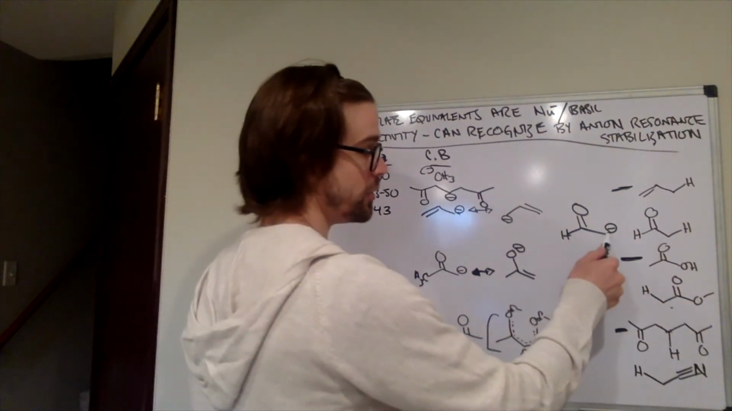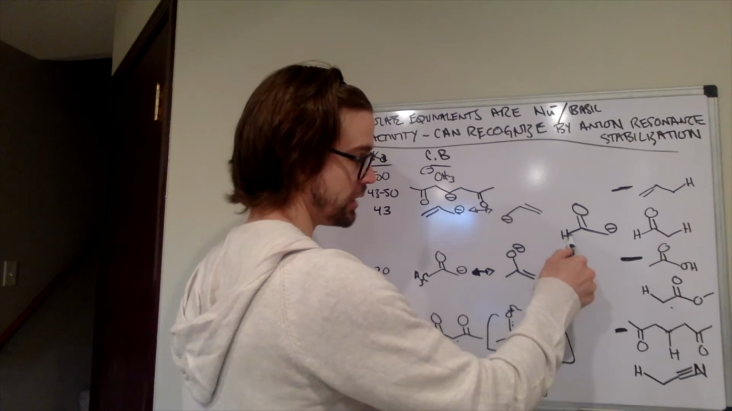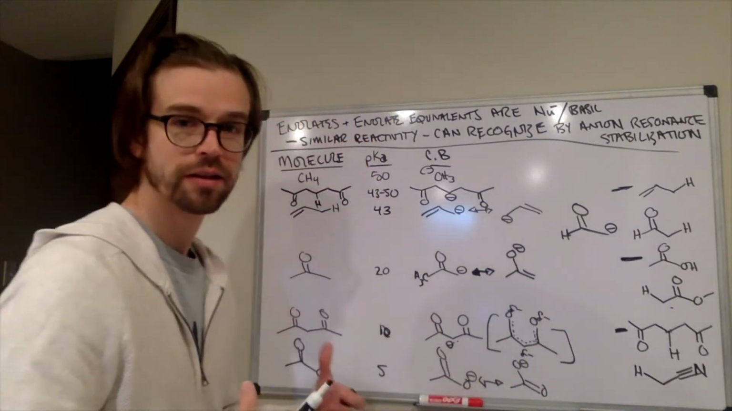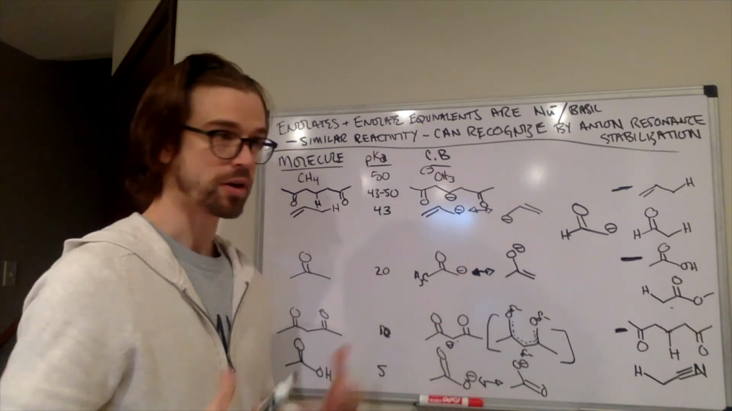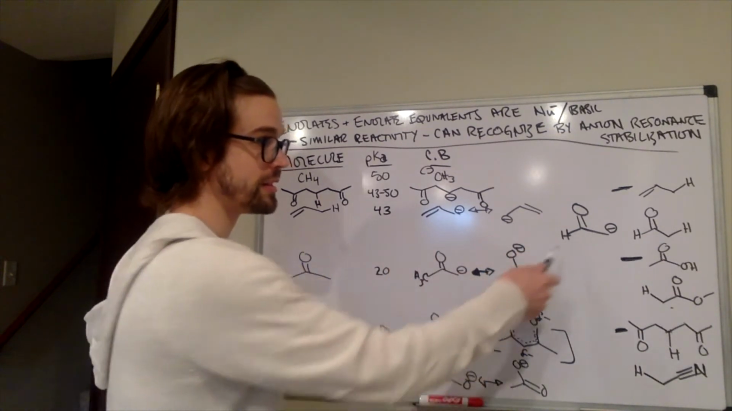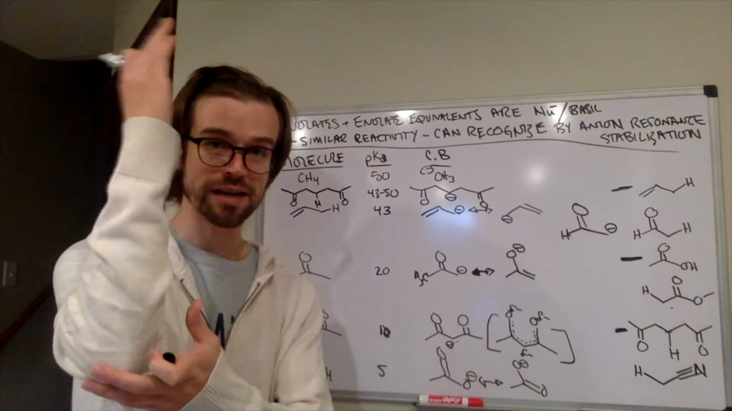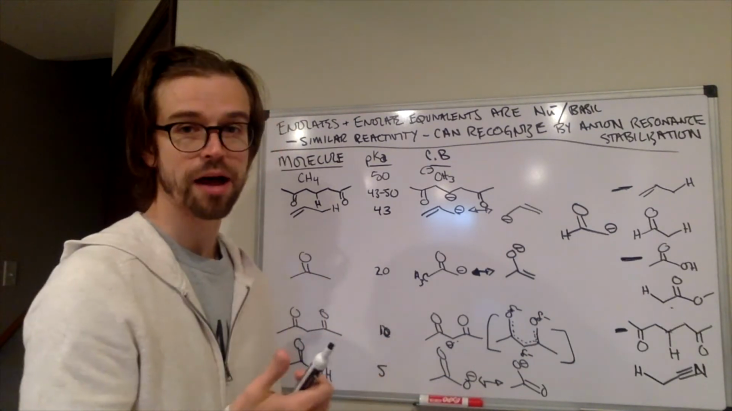If we compare that to this negative charge here, it's just a hydrogen. A hydrogen isn't very, there's not a bunch of hydrogen bonds that can hyperconjugate. In fact, this hydrogen can't hyperconjugate at all because it's not in the same plane as that pi bond.